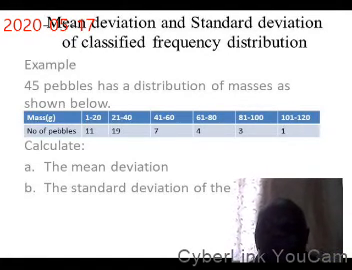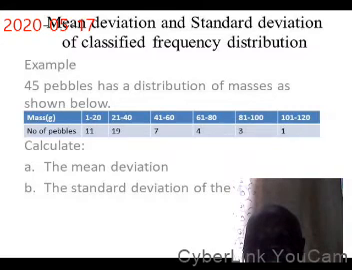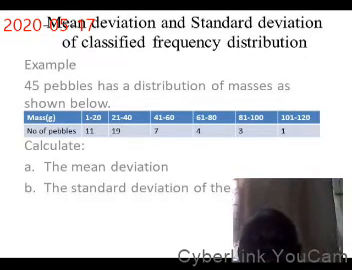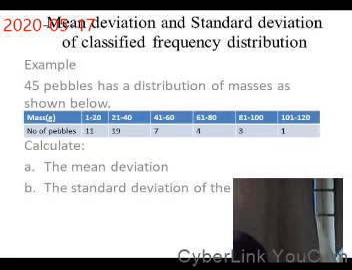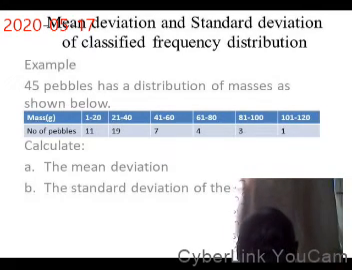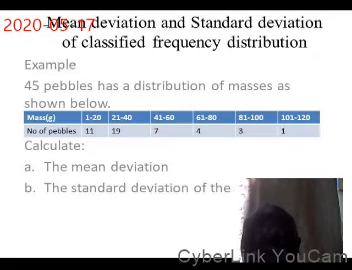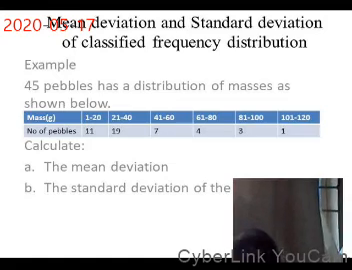45 pebbles have a distribution of masses as shown below. Mass of pebble in grams: 1 to 20, 21 to 40, 41 to 60, 61 to 80, 81 to 100, and 101 to 120. Then we have the number of pebbles: 11, 19, 7, 4, 3, and 1. Now we are required to calculate the mean deviation and the standard deviation.